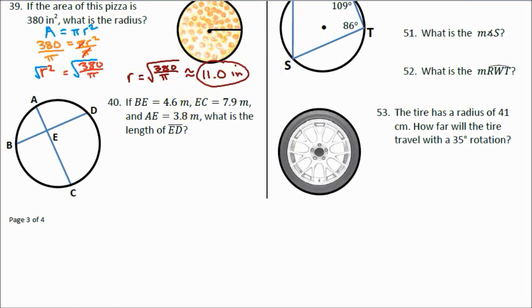If BE is 4.6, I'm going to label that. BE is 4.6, EC is 7.9. AE is 3.8. What is the length of ED, segment ED? I'll put an X there.